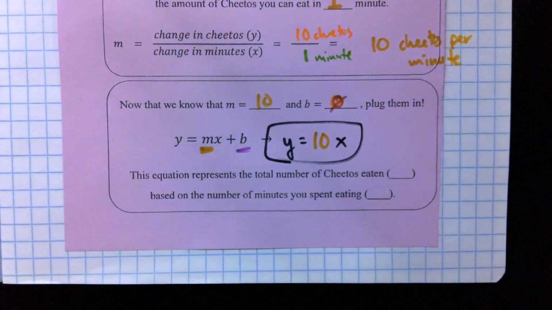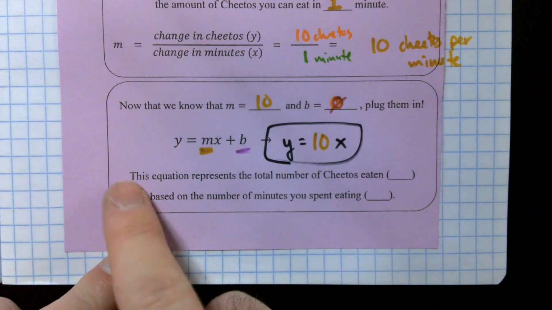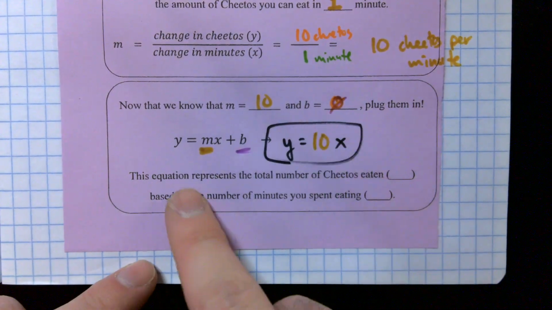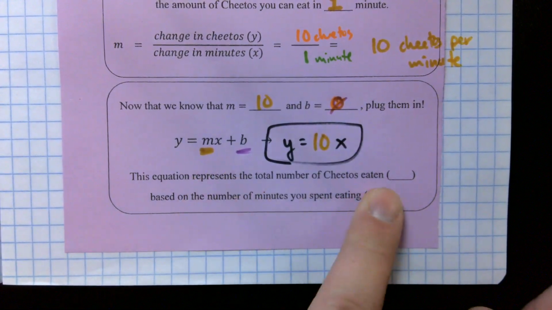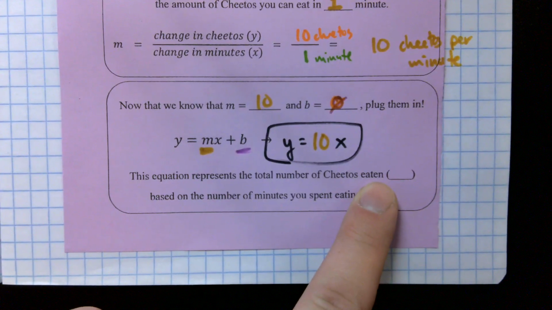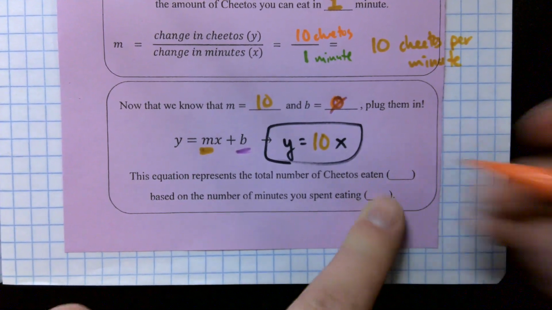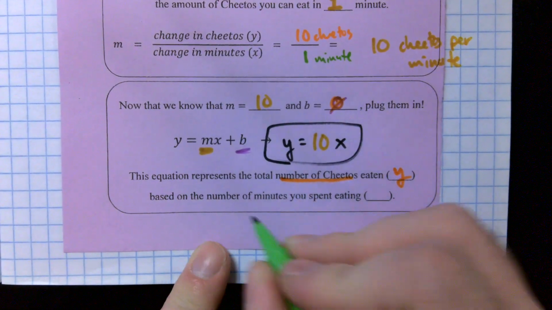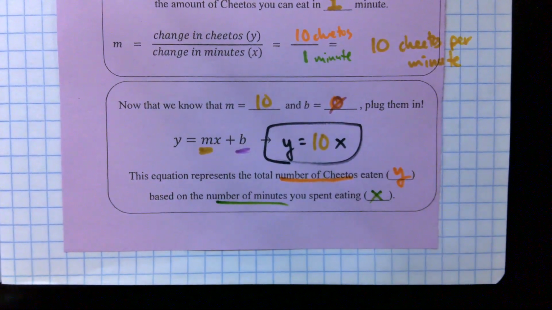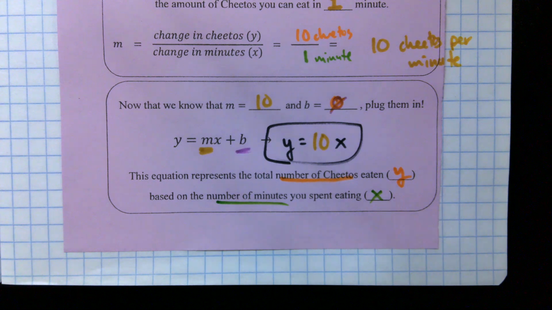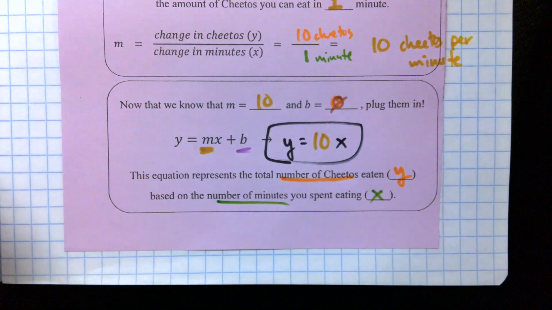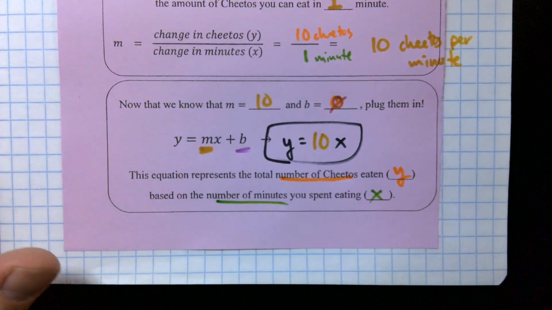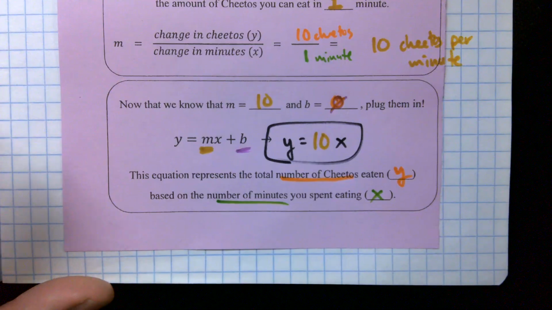Boom. There's my equation. And again, this equation represents the relationship between the number of Cheetos eaten, which is Y, based on the number of minutes you spent eating, which is X. And again, we could just see that right on the table. It says X equals minutes, Y equals Cheetos. As far as word problems go, that's not too bad, right? Okay, great.